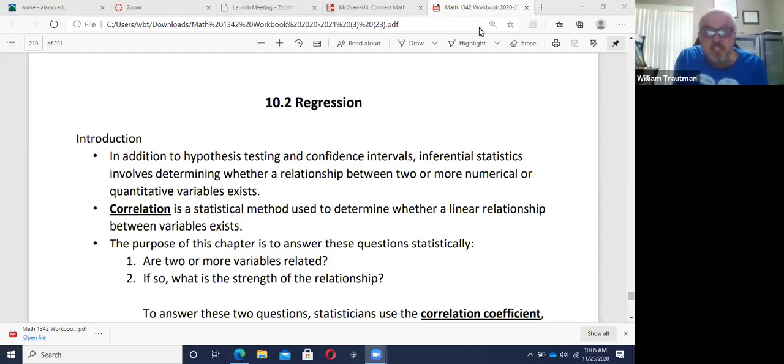All right, 10.2, regression. So we're going to use a little bit of what we've learned in the past as far as plotting points and doing a scatter plot. Once you do a scatter plot, we're going to try to draw a line between the dots where the straight line fits best. It's called the best fit line. So let's take a look at this 10.2.